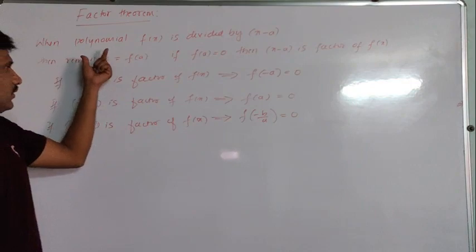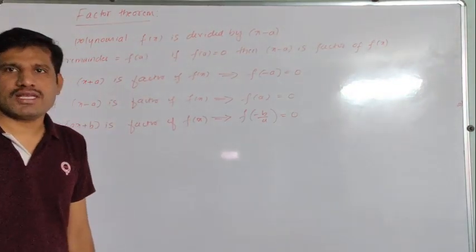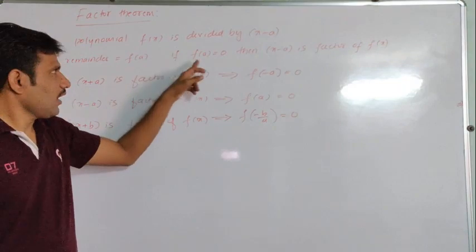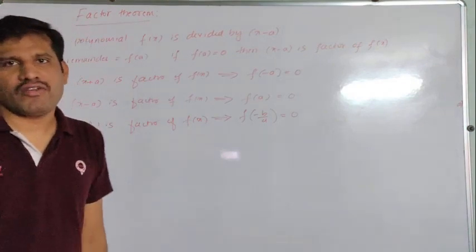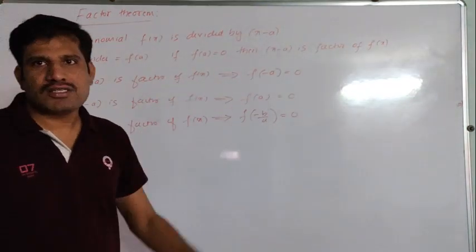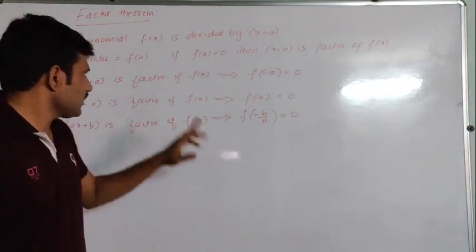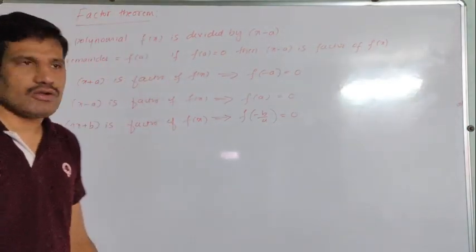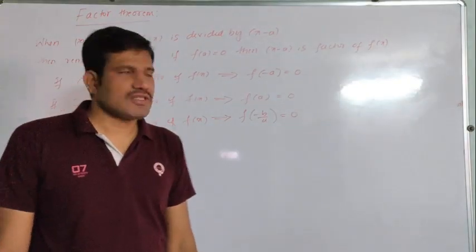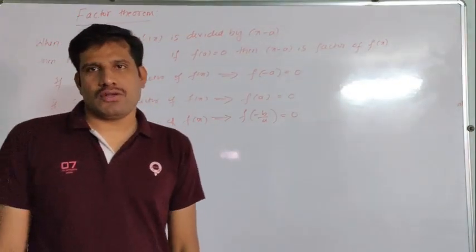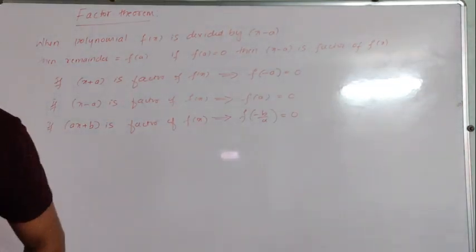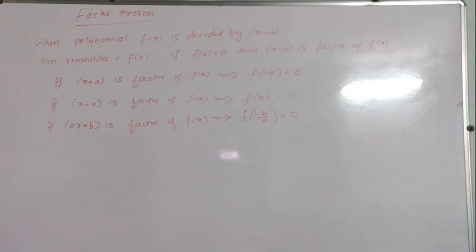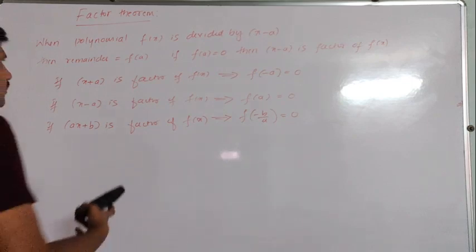So now see, the polynomial f of x when divided by x minus a, the remainder will be f of a. If that remainder is 0, then what does it imply? x minus a is a factor of f of x. So if x plus a is a factor of f of x, f of minus a will be 0. If x minus a is a factor of f of x, then f of a will be 0. If ax plus b is a factor of f of x, then f of minus b by a will be 0. So first write down these points. After writing these points, we go to the problems.